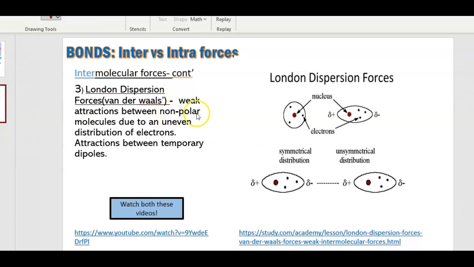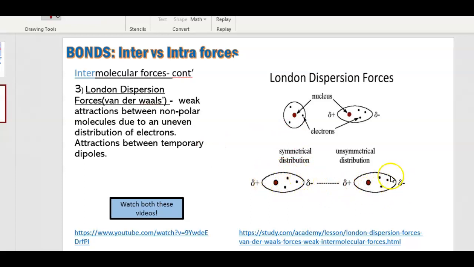So what happens is, in nonpolar molecules, sometimes there's an uneven distribution of electrons because the electrons move around very randomly. Sometimes you're going to find all of the electrons on one side, and the other side of the atom or the molecule is going to be short of electrons. So what happens if you have two different molecules, and they all of a sudden have what we call a dipole moment? What happens is there happens to be an attraction.